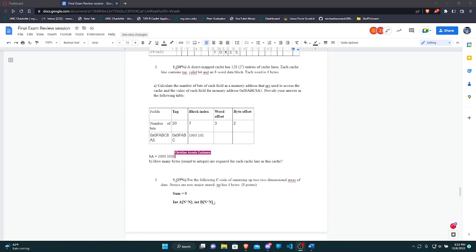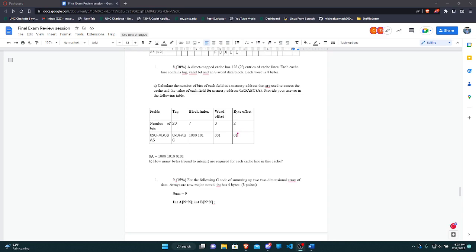So then for the 5, that equals out to be 0. That's 8, 4, 0, 1. So then we need 3 bits for the word offset. So then it's going to be this 0, 0, 1, and then the last 2 bits, that's going into the byte offset.